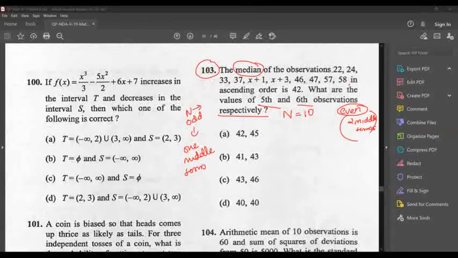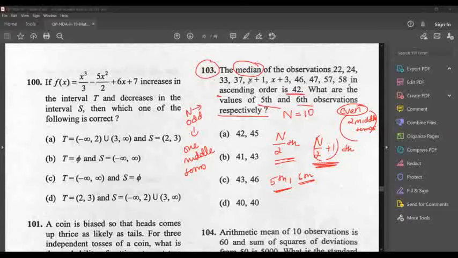So see, which are the middle terms? Middle terms will be the n by 2th term and the n by 2 plus 1th term. Here it is 10 by 2, that is the 5th term, and 5 plus 1, that is the 6th term. So the 5th term and 6th term are the middle terms, isn't it? And the median they have given as 42.